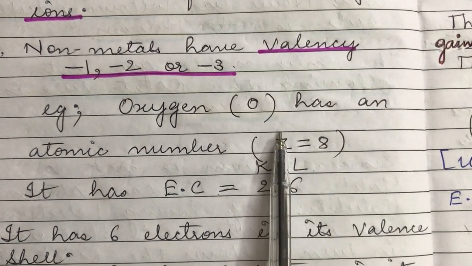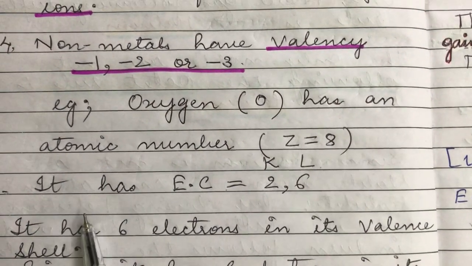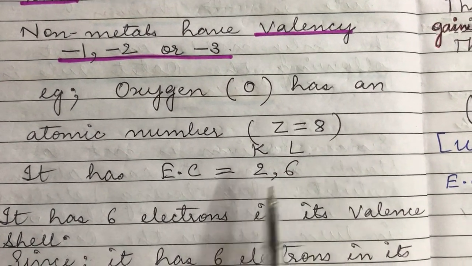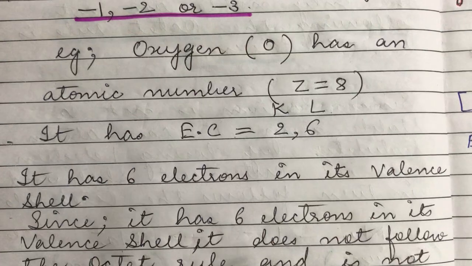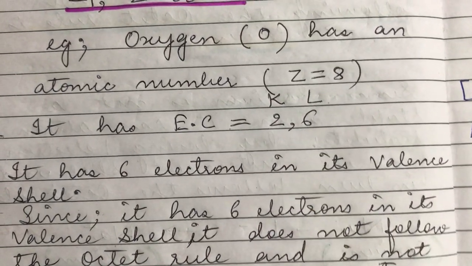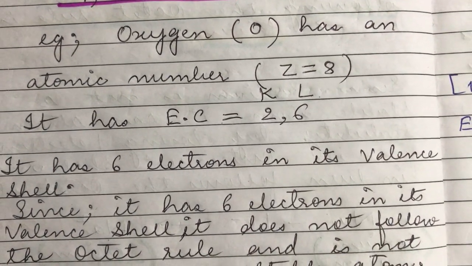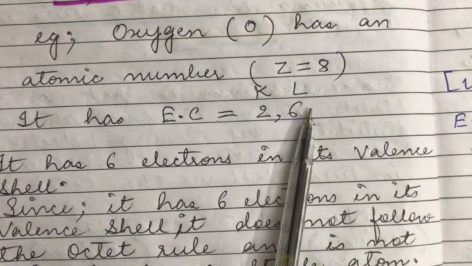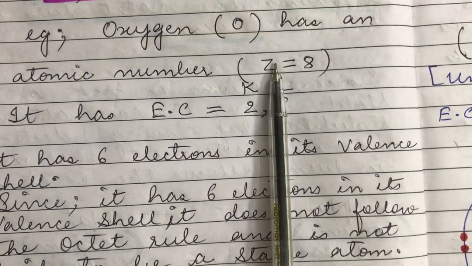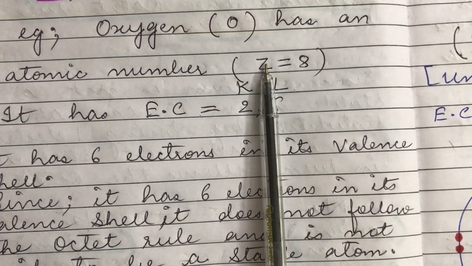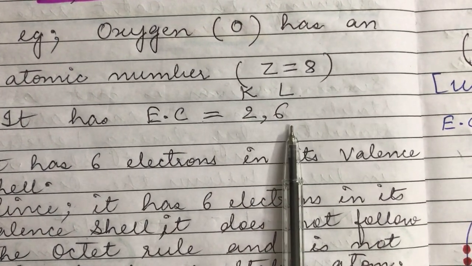Oxygen is the 8th element in the periodic table and therefore has an atomic number of 8. It has an electronic configuration of 2, 6: 2 electrons in the K shell and 6 electrons in the L shell. Since it has 6 electrons in the outermost shell, it is not a stable atom, because for any atom to be stable, it should follow one of the 2 rules of stability. Either it should have 8 electrons in the L shell, or just 2 electrons in its K shell. If it has 2 electrons only in the K shell, it follows the duplet rule. And if it has 8 electrons in the L shell, it follows the octet rule.